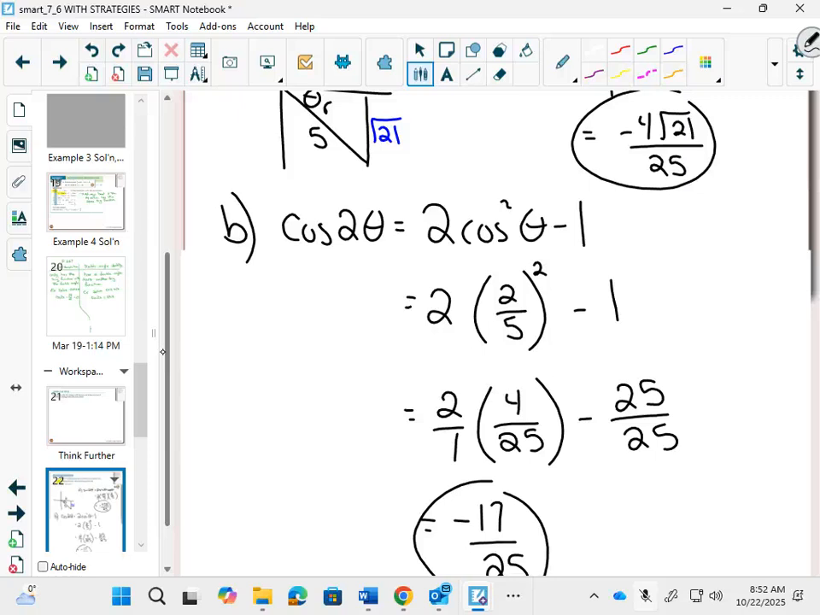So sine of 2 theta is negative 4 root 21 over 25. Cos of 2 theta is negative 17 over 25. Theta was in quadrant 4. What quadrant is 2 theta in?